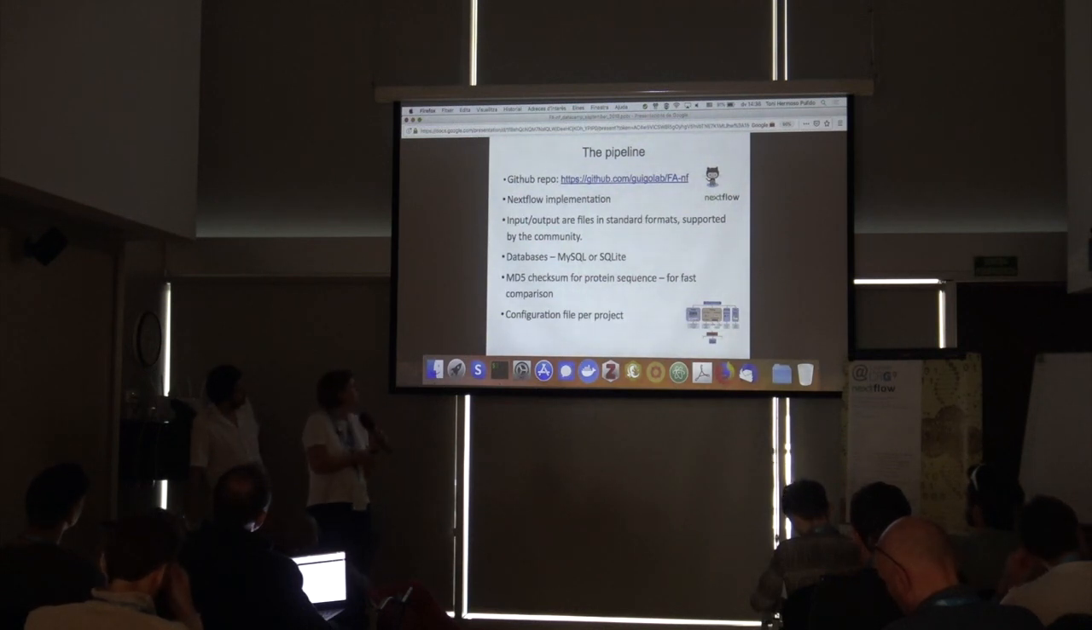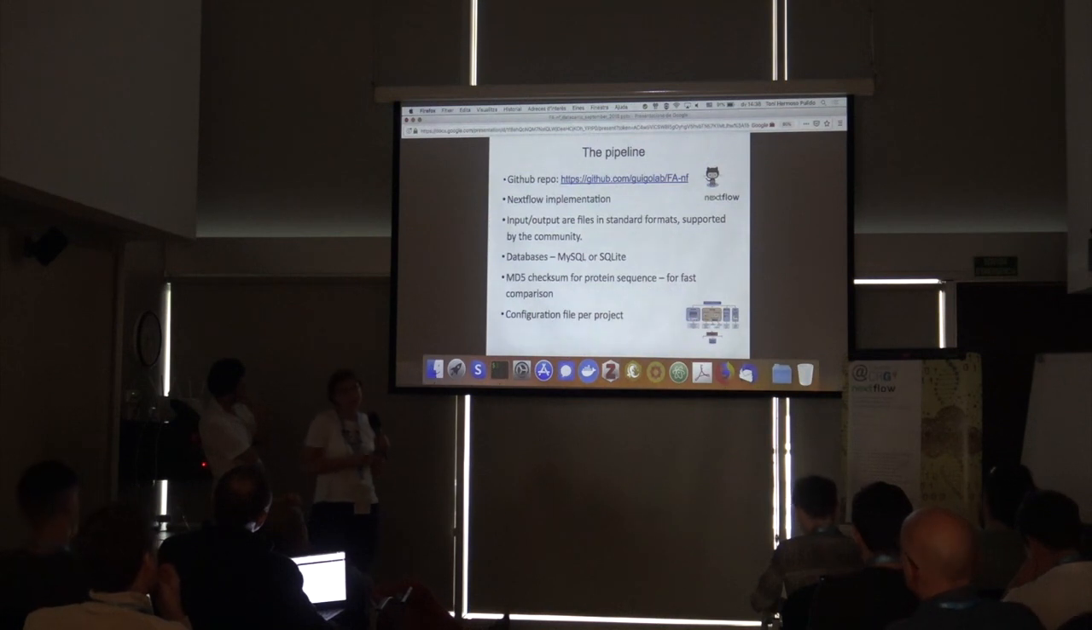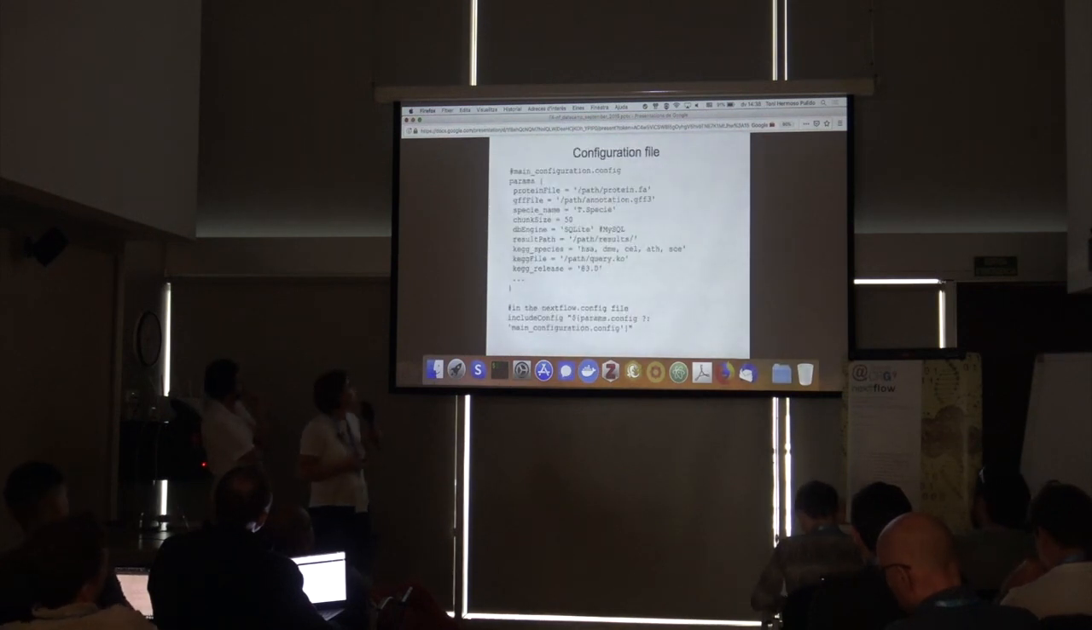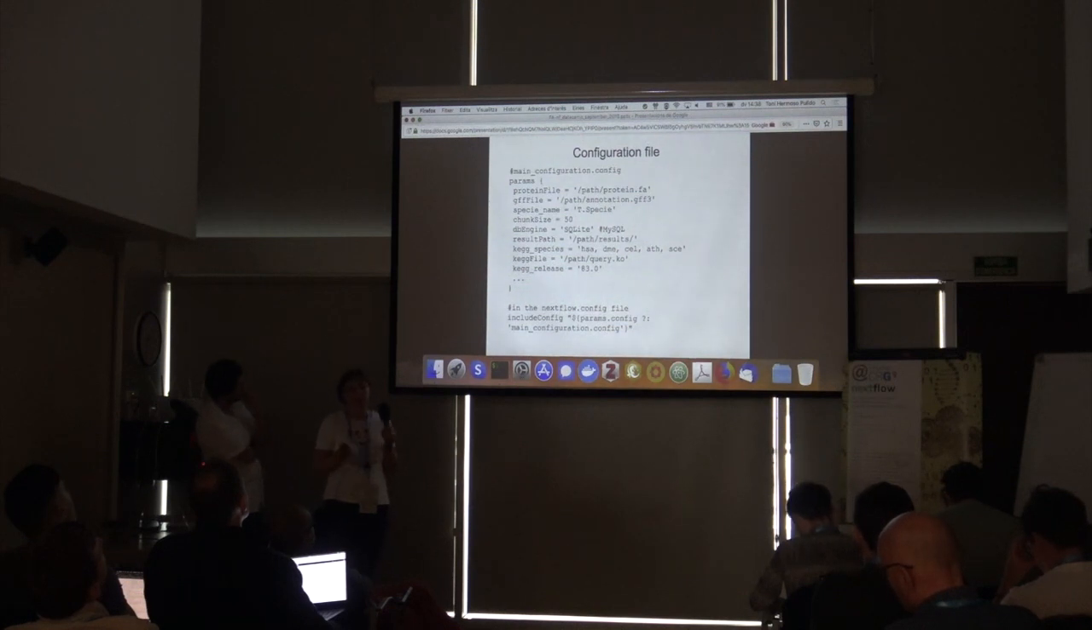And because this pipeline is usually used in many projects at the same time, we have a configuration file per project. So we have a Nextflow configuration file with the container paths and the output files, but each project also contains a file with the species name, database engine, and so on, and then you can have multiple projects running at the same time, and it's easily trackable.